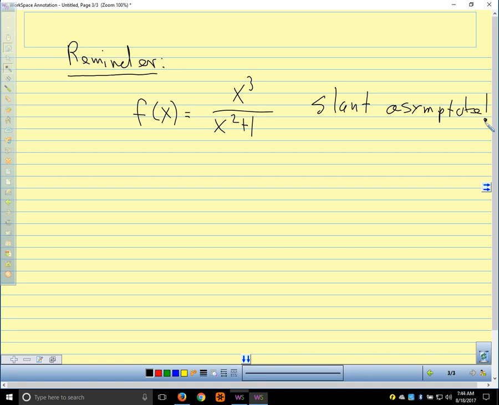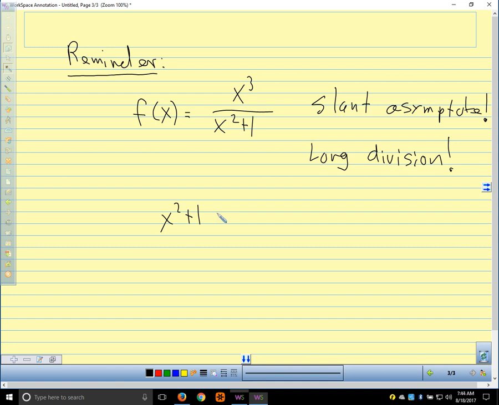How do we find the slant asymptote? No, that's when they're the same. That's long division, yes. All right, so we need to find the slant asymptote by doing long division. So I'm going to divide x squared plus 1, yes.